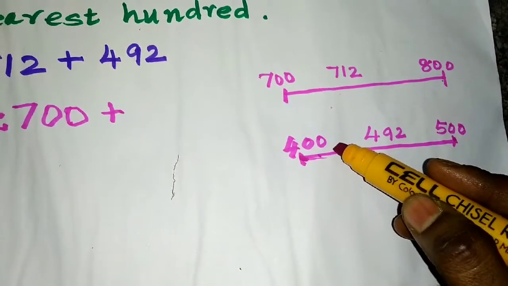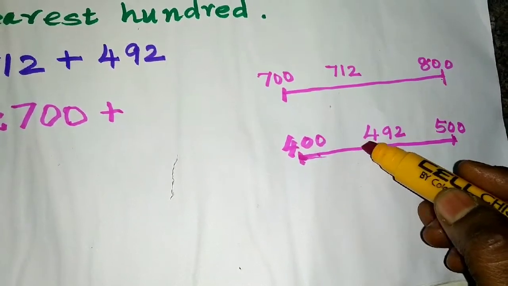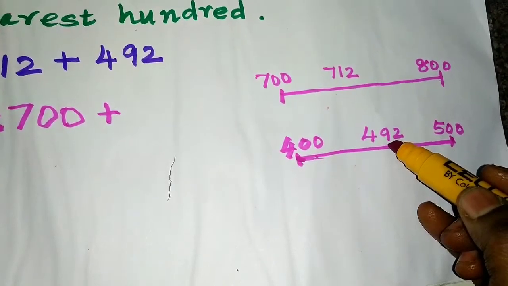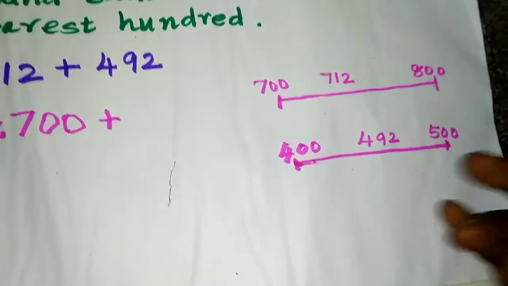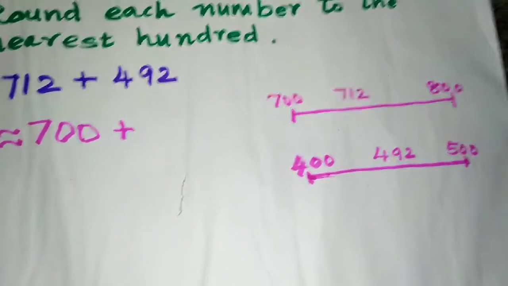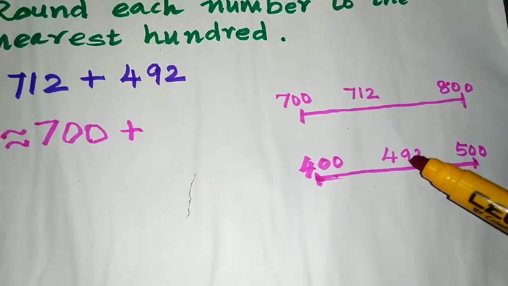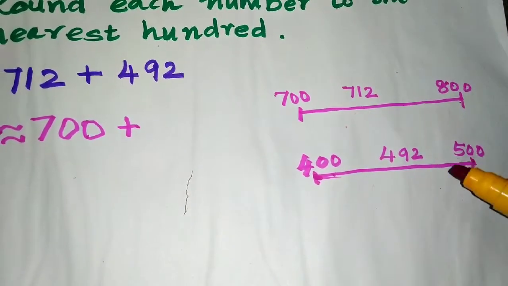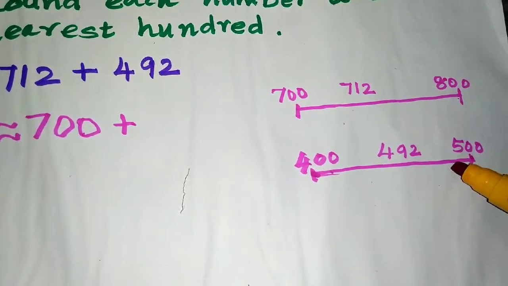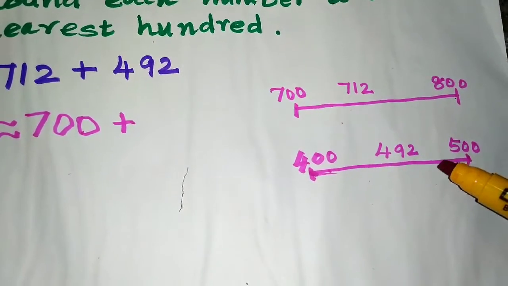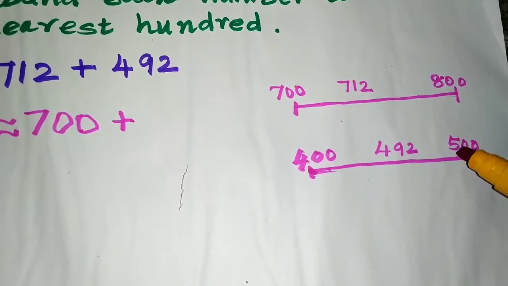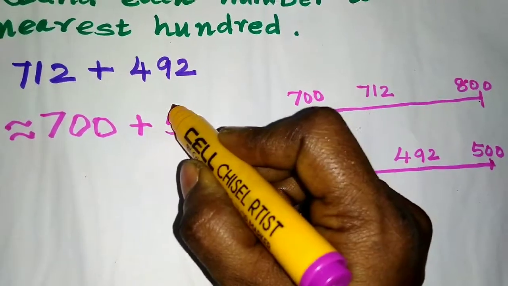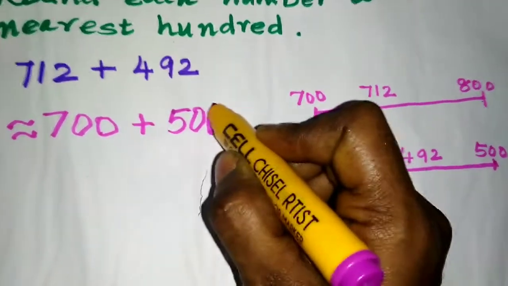400, 410, 420, 430, and so on, 490. So it reaches 492 after several countings. From these two, which is nearest here, you can find it easily. After 490, you get 500 immediately. So 500 is the nearest value for 492. Are you clear, children? Which is nearest to 492? 500 is nearest to 492.